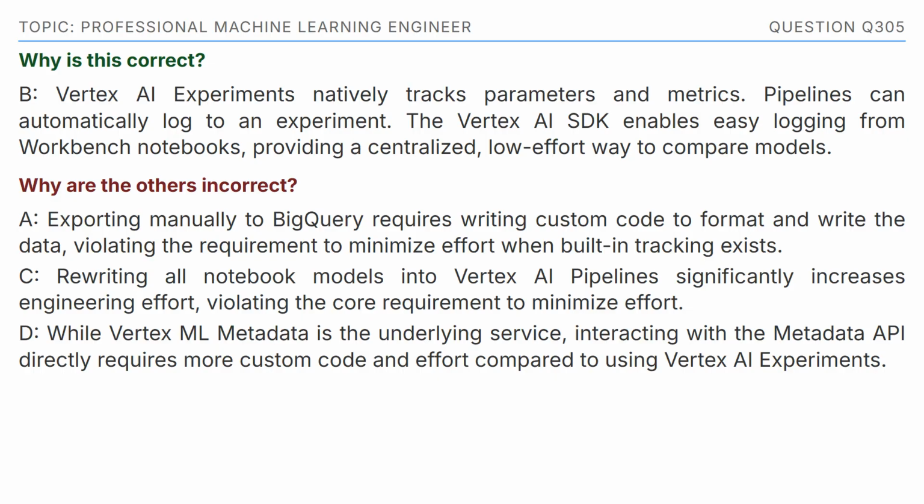Why are the others incorrect? A. Exporting manually to BigQuery requires writing custom code to format and write the data, violating the requirement to minimize effort when built-in tracking exists. C. Rewriting all notebook models into Vertex AI pipelines significantly increases engineering effort, violating the core requirement to minimize effort. D. While Vertex ML metadata is the underlying service, interacting with the metadata API directly requires more custom code and effort compared to using Vertex AI experiments.